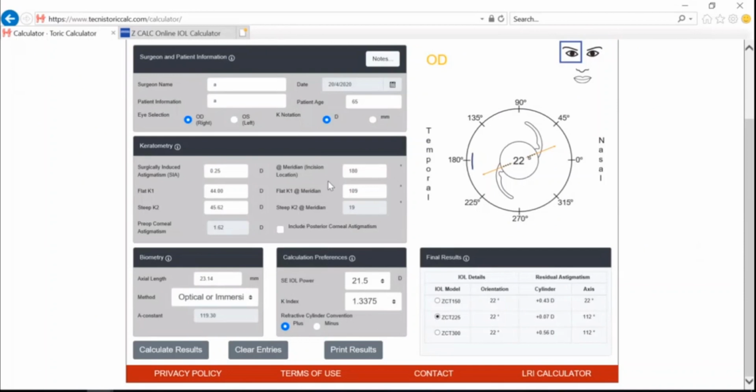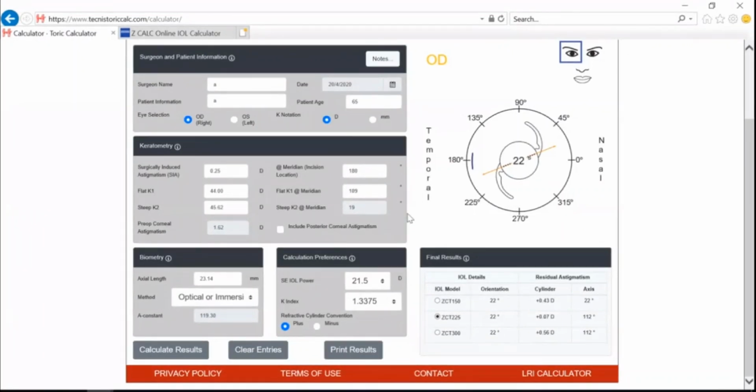If you look at this case here, the steep axis is at 19 degrees, meaning that this is already against the rule, right? So this is showing against the rule astigmatism. In this case, if the patient is already very elderly, this may have already shifted to against the rule. So they may not consider this for this patient, right? For younger patients, they may consider that.